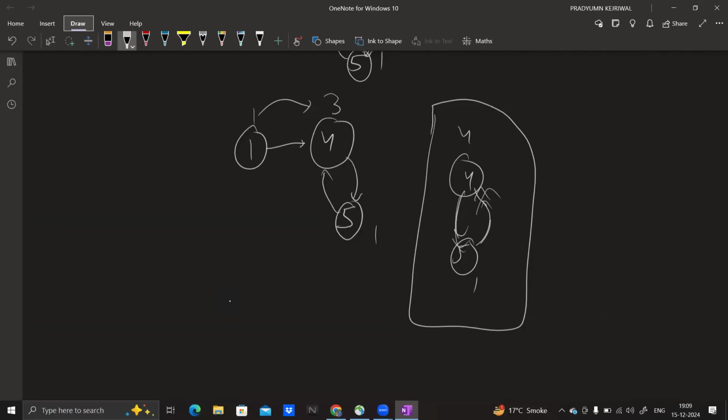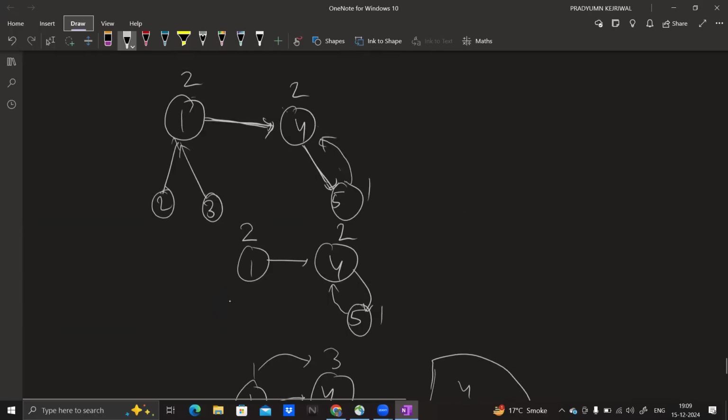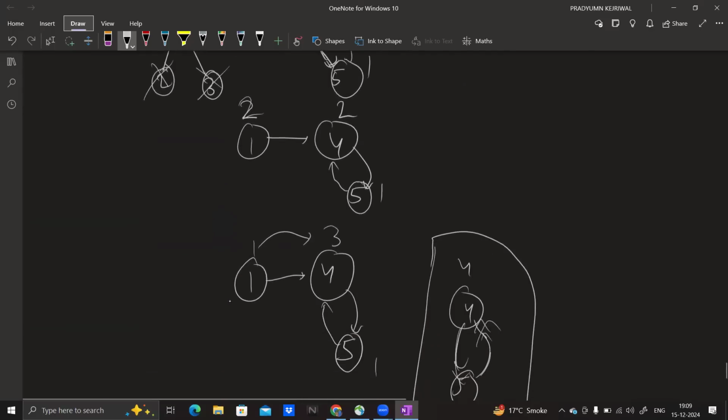So that's the thing. In this, the difference is that 1 doesn't die immediately. In this case, 2 and 3 died. Then 1 was left with 2 candies. So therefore, it didn't die immediately. It took one more iteration for it to die. So it became 1, and then it died. The difference is that. So how do we solve it?